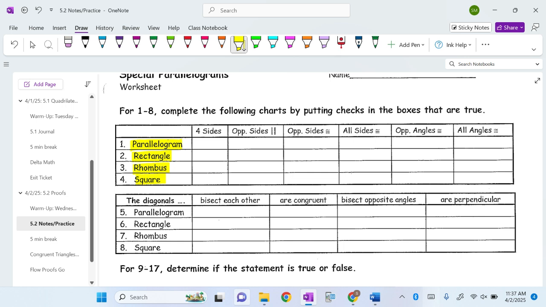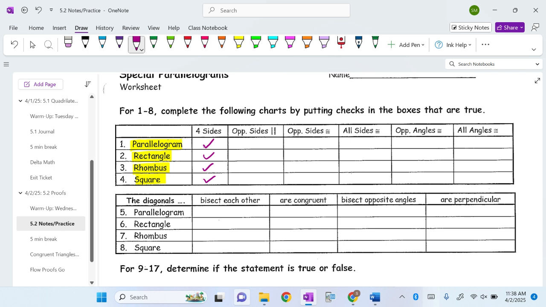So thumbs up for yes, thumbs down for no. Does a parallelogram have 4 sides? Yes, it does. So we're going to put a check. Does a rectangle have 4 sides? Thumbs up, thumbs down. Yes. Does a rhombus? Yes. And obviously a square does as well. They're all quadrilaterals.